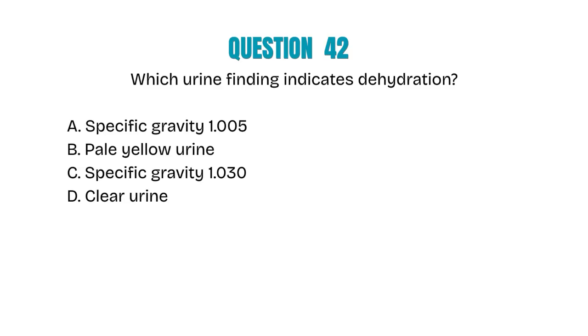Question 42. Which urine finding indicates dehydration? A. Specific gravity 1.005. B. Pale yellow urine. C. Specific gravity 1.030. D. Clear urine.